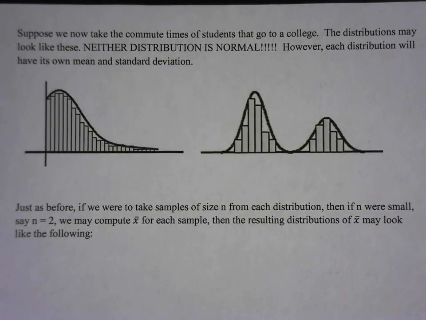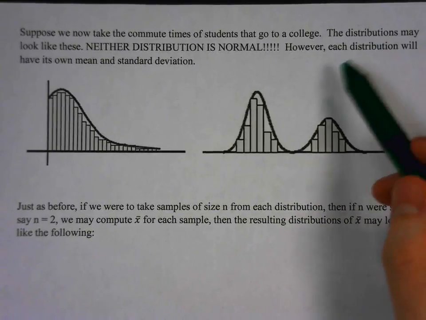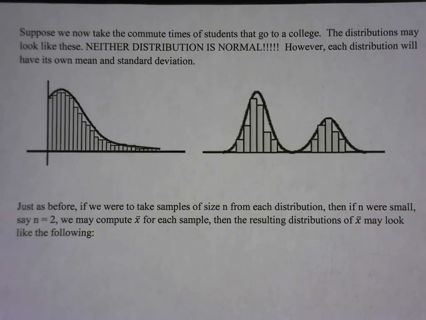Okay, now we're going to look at the second part of the central limit theorem. Suppose that we take the commute time of students that go to a college. The distributions may look like these. Neither distribution is normal. However, each distribution will have its own mean and own standard deviation.